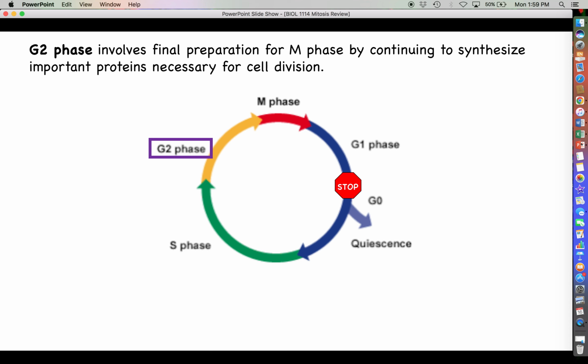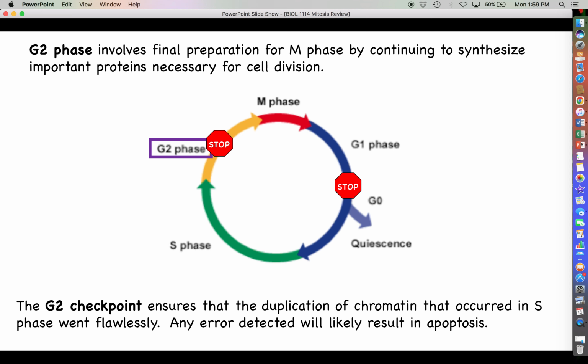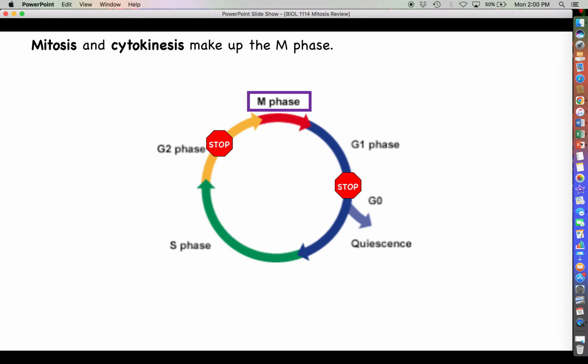Next is the G2 phase. This is basically just going to involve a little bit of final preparation for M phase. We're going to continue synthesizing important proteins that are necessary for the cell division process. Now, we are going to see the presence of a second checkpoint here called the G2M checkpoint. And what we're checking for here is we're making sure that the duplication of all the chromosomes that we saw in the S phase went flawlessly as well. So you can kind of see a theme here. We want to make sure, especially when it comes to DNA, that everything is flawless. So if we detect any errors here, more than likely the cell's going to have to go through apoptosis and it won't be able to continue.